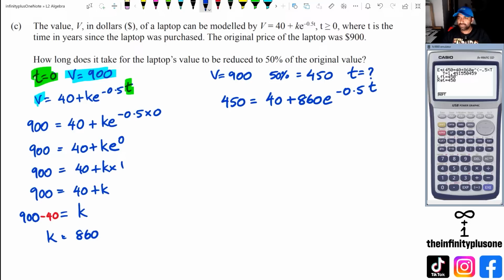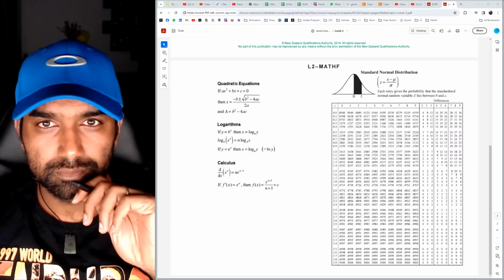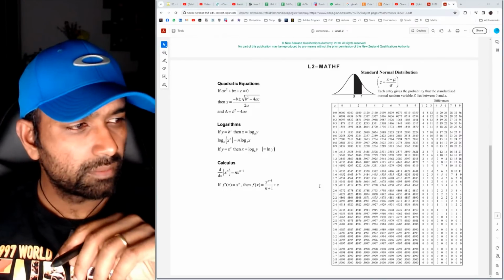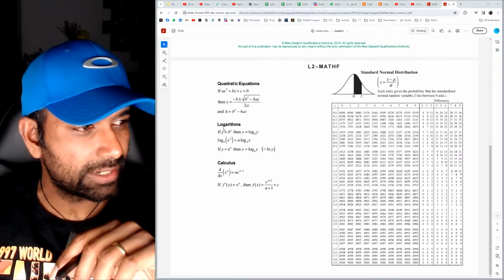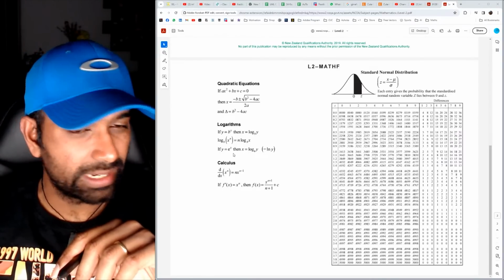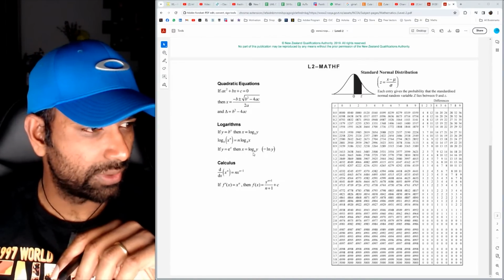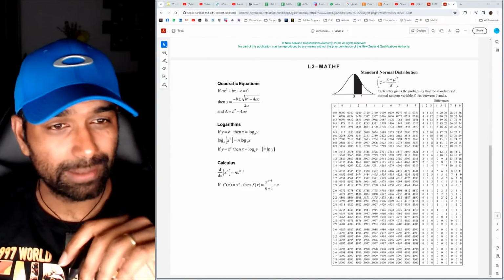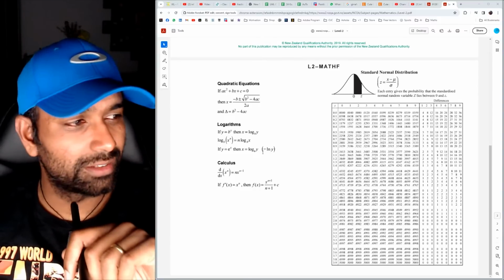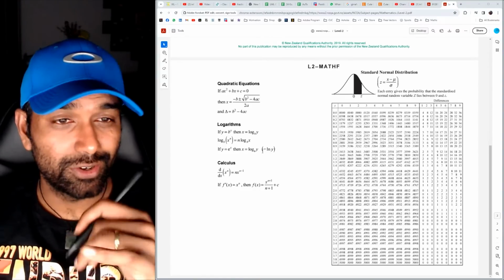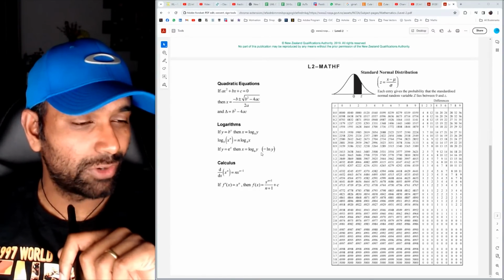Now if you want to prove how it's 1.48, you do need the formula sheet. And lo and behold, folks, it's actually somewhere here. If y equals e to the power of x, then x equals ln of y. This is just a little tip that it is there in the formula sheet for you to go have a look at.